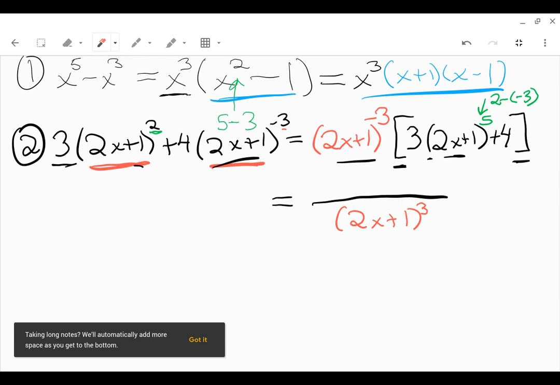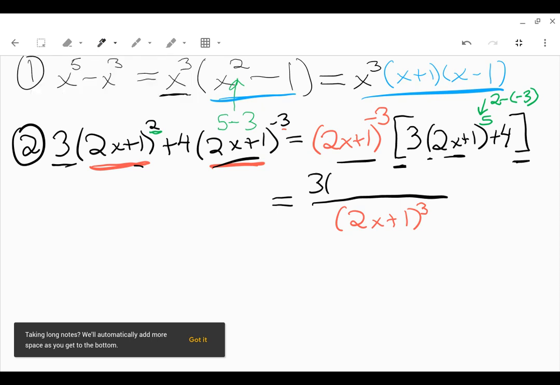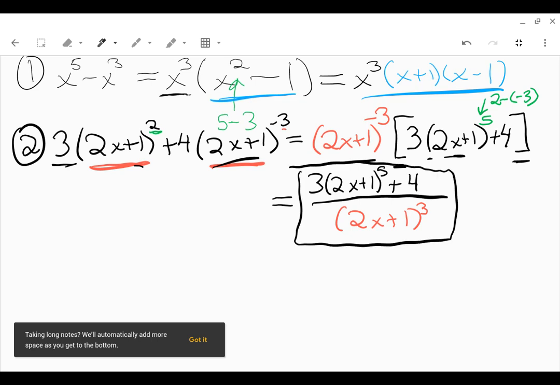In the numerator, I'm having trouble changing my pen, we have 3 times 2x plus 1 to the fifth plus 4. In this case, I'm going to leave the expression like that. If it was a lower power, like 2x plus 1 squared, I would multiply that out and combine like terms. But I don't want this video to be 10 minutes long. So since that's the way this one ended up, I'm going to leave it there.